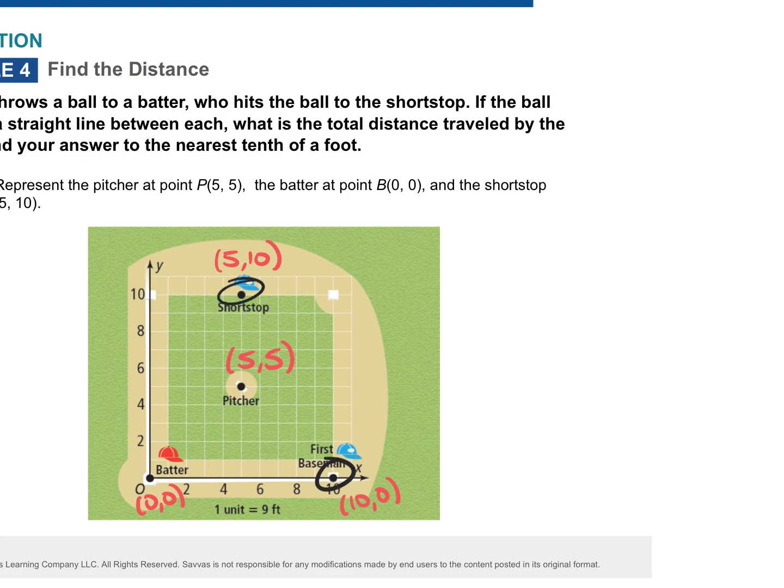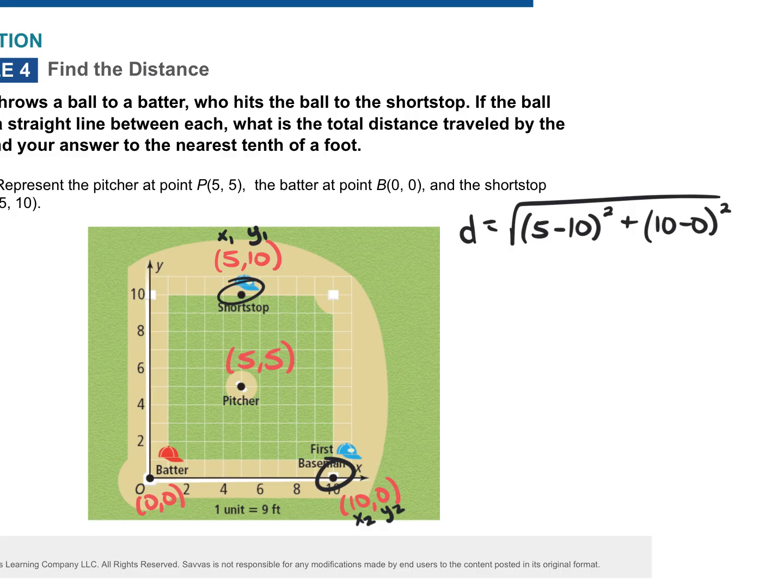All right, so we are using the shortstop and the first baseman as our coordinates. So what can I label shortstop? S. This is what I was getting at. Yep, x1, y1. What about first baseman? x2, y2. So using the distance formula, what is my x1 minus x2? 5 minus 10. 5 minus 10 squared plus 10 minus 0 squared.